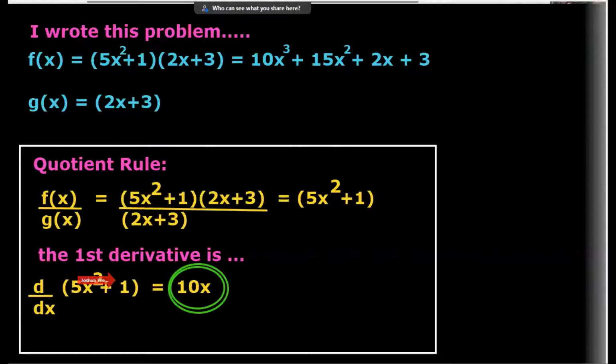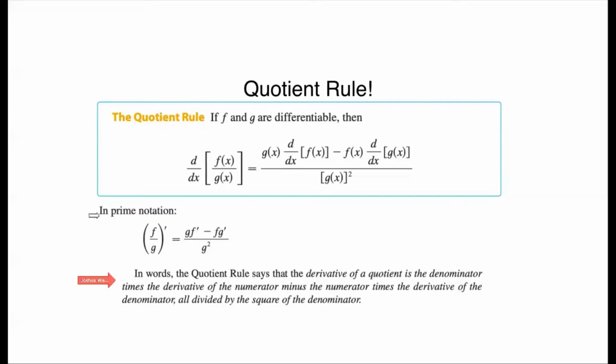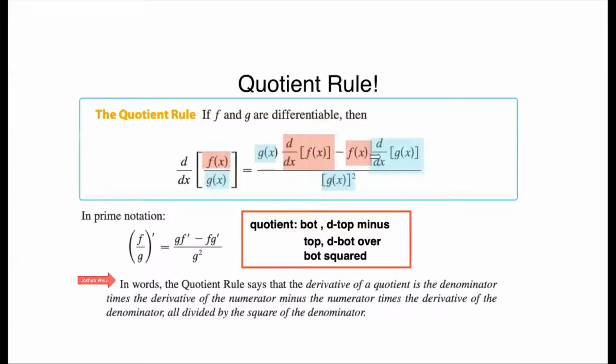So I said, you know, we had a mantra at Bronx Science, and it was: bottom times derivative of the top minus top times derivative of the bottom over the bottom squared. Say it again. Bottom times derivative of the top minus top times derivative of the bottom over bottom squared.